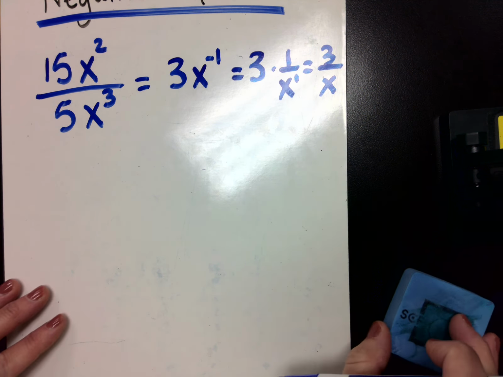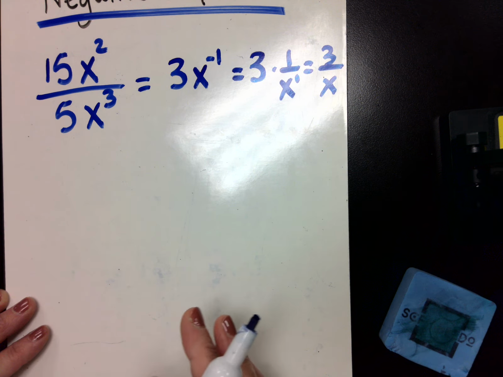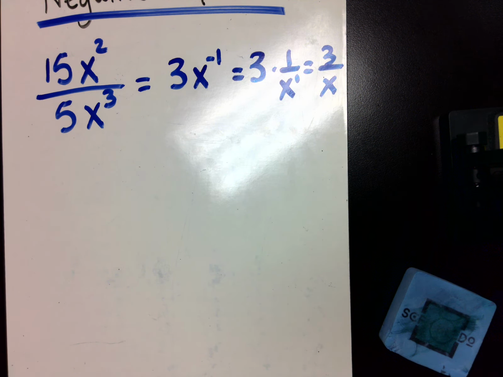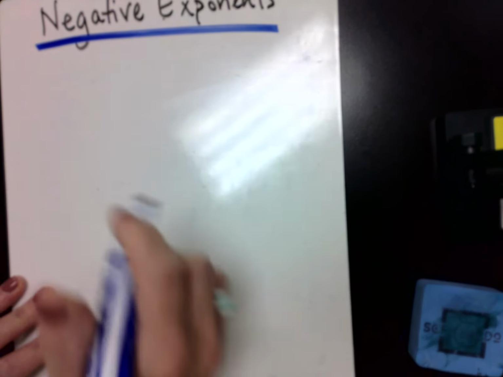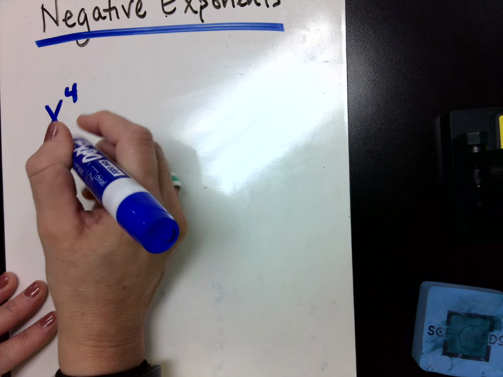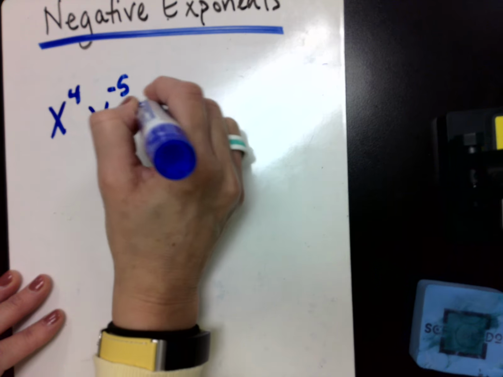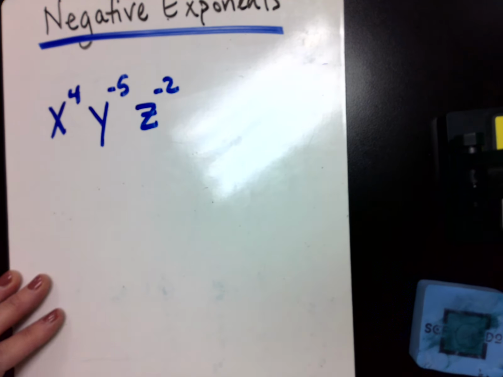Okay, now I'm going to go over an example that is in your notes because we talked very briefly about what happens to the negative exponents when you don't have same bases. So, for example, well, here, let me erase this first. So in your notes, I gave you an example that looks like this. x to the 4th, y to the negative fifth, and z to the negative 2 power.